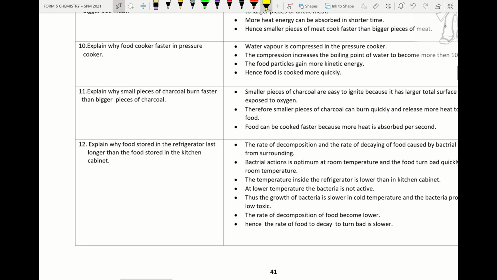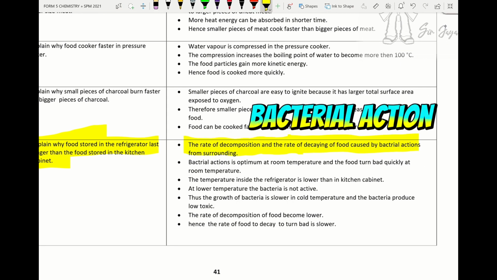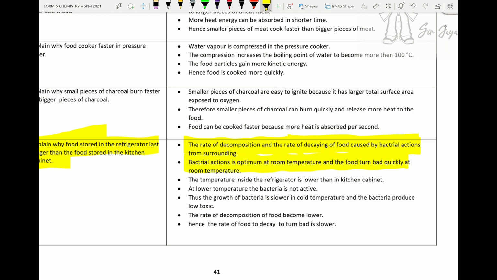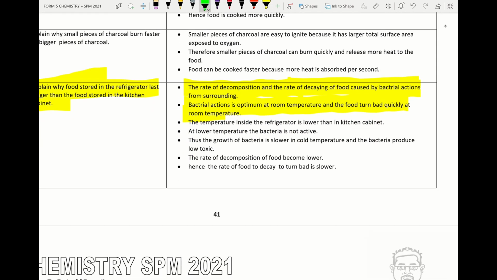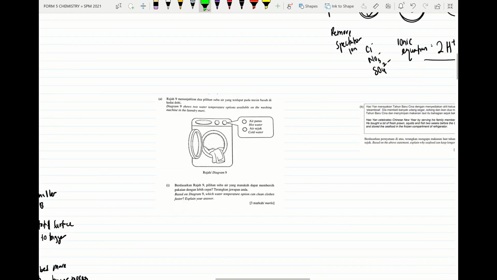Now we move on to question number 12. Explain why food stored in a refrigerator lasts longer. The rate of decomposition and decaying of food is caused by bacterial action from the surroundings. Bacterial action is optimum at room temperature and food turns bad quickly at room temperature. The temperature inside the refrigerator is lower than in a kitchen cabinet. At lower temperature bacteria are not active, thus the growth of bacteria is slower in cold temperature and bacteria produce less toxin. The rate of decomposition of food becomes lower, hence the rate of food turning bad is lower.